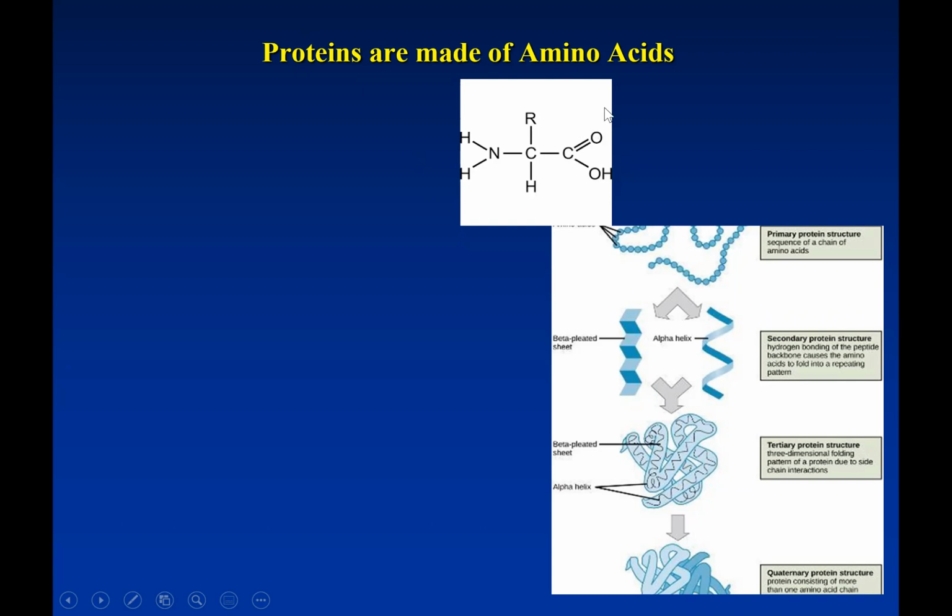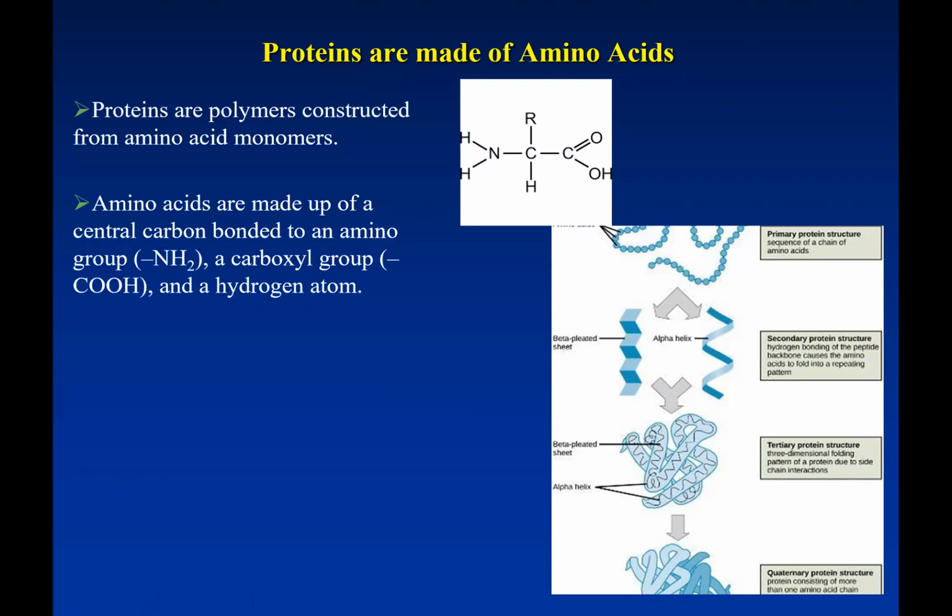So this part is acidic. This NH2 part is basic. And there are 20 different types of R groups, and that's why we have 20 different types of amino acids. And the amino acids will link together by a covalent bond with a loss of water, and it's called a peptide bond.